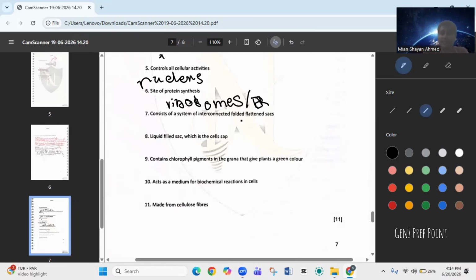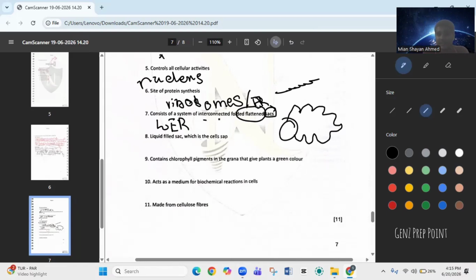Consists of a system of interconnected folded flattened sacs. So this would be endoplasmic reticulum. Why I said this: if we see this is the nucleus, and this is folded, like if you fold a blanket like this, it would look like this. So this is a flattened, folded, interconnected system. So this is endoplasmic reticulum. Half is granular endoplasmic reticulum and half is agranular endoplasmic reticulum.